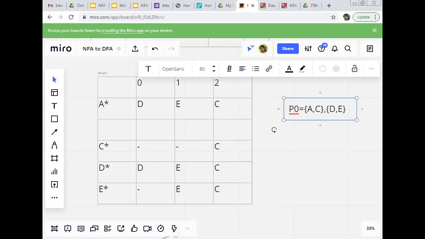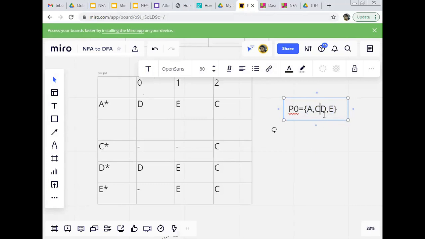Is this clear, students? Any doubt in this? Okay, since we have all final states, we'll take it as a single set. That is our first step. We have to separate final and non-final states. That is the first step. In this, since all are final states, we'll take it as the same set. And the next step, whatever we apply, we will be applying for two different sets if we had final and non-final.